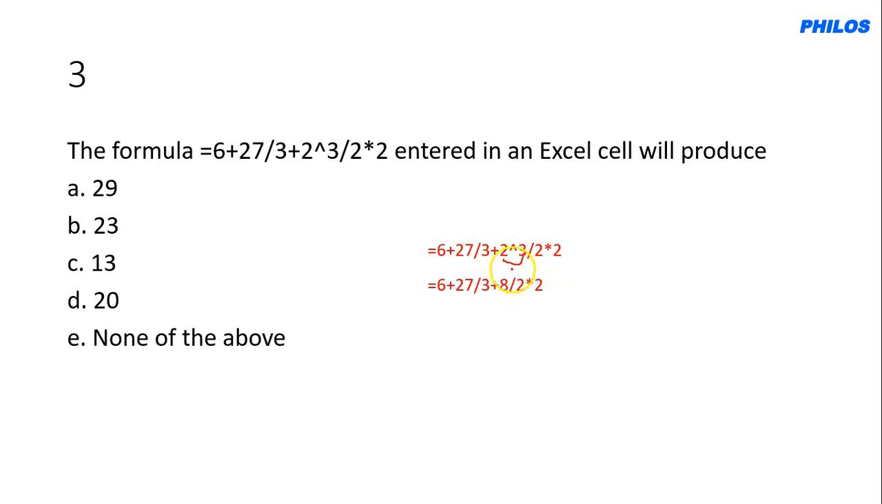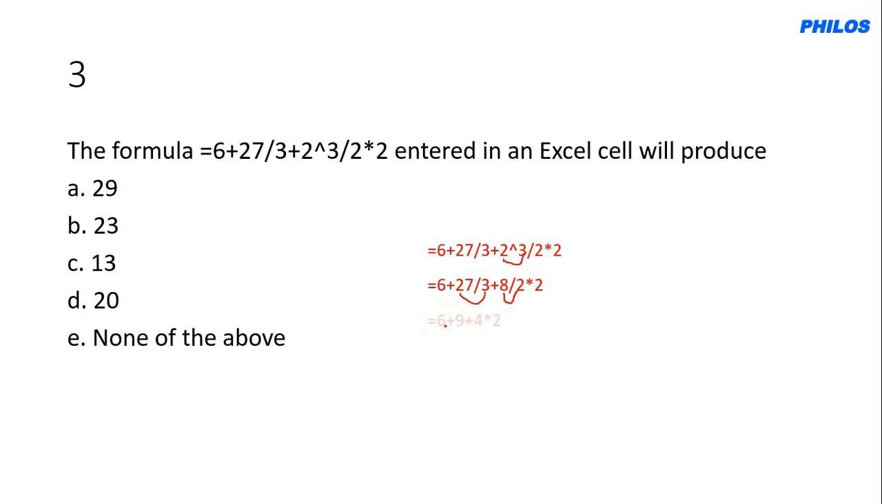Now, after operating the exponent, the next thing to operate is between multiplication and division. But remember, I told you that you start from the left. Since division is at the left and multiplication is at your right, we are going to operate the division first. So 27 divided by 3 should give you what? Positive 9, isn't it? And also 8 divided by 2 should give you positive 4, isn't it?